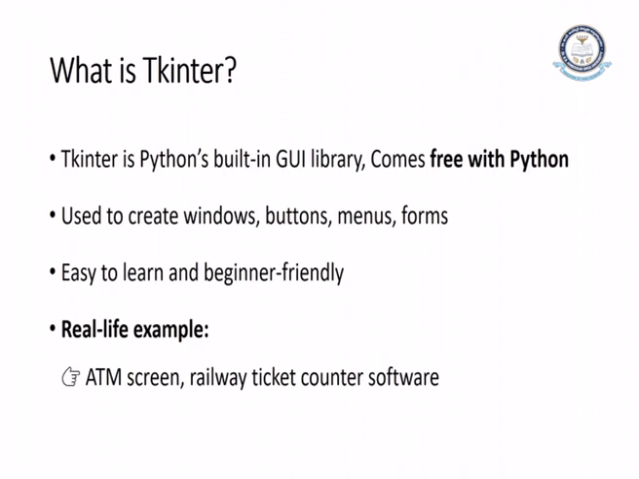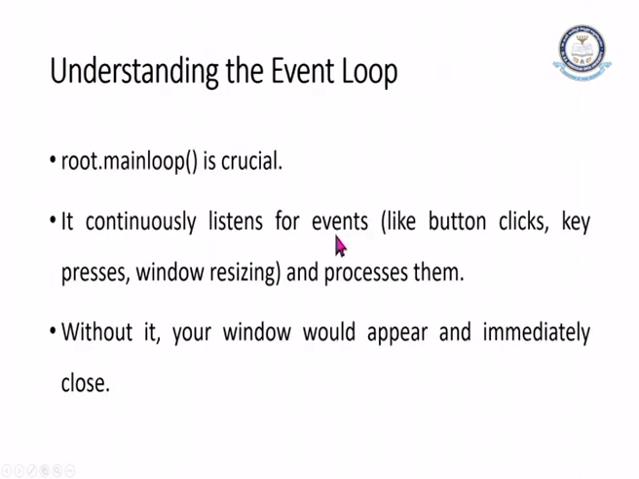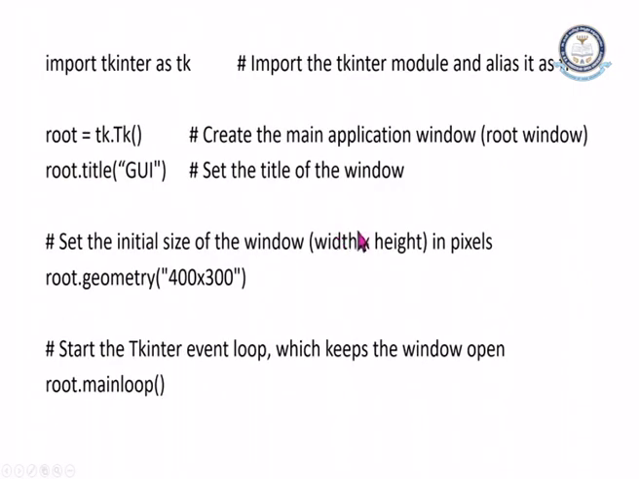Whenever you are working with any application where you want to use Tkinter, we need to follow some steps. Those steps are importing the library, creating the main window, adding the widgets, and running the event loop. For each and every GUI programming with Tkinter, we need to follow these steps. Let me give a simple code to understand this first: importing Tkinter and creating the root window.